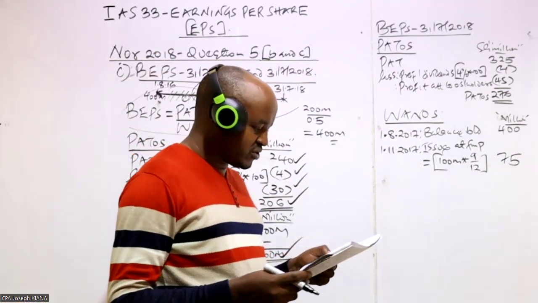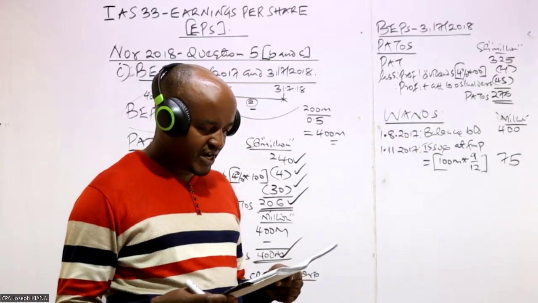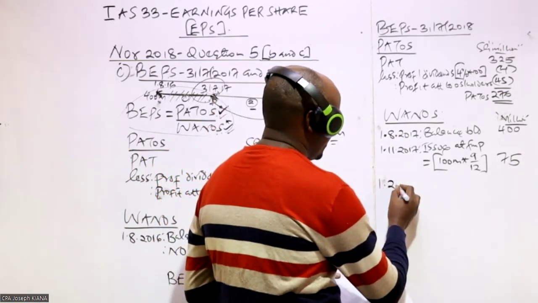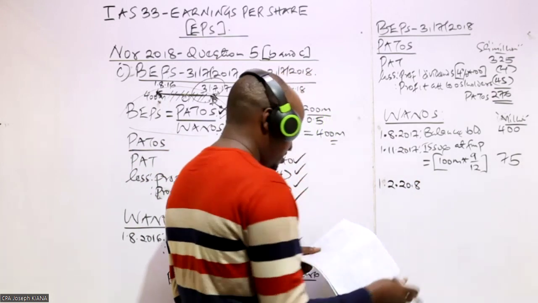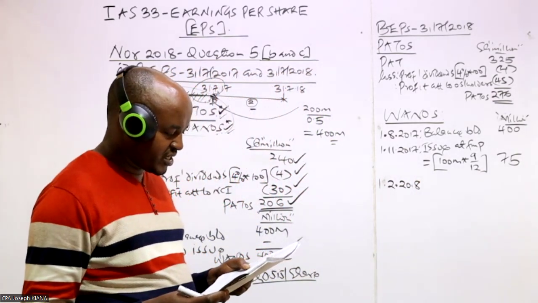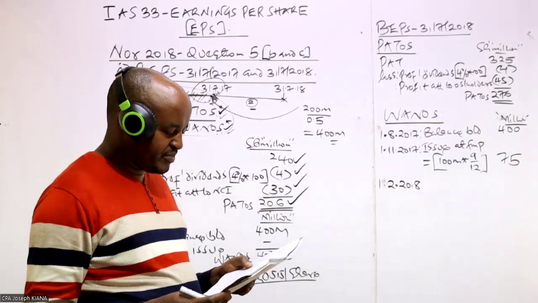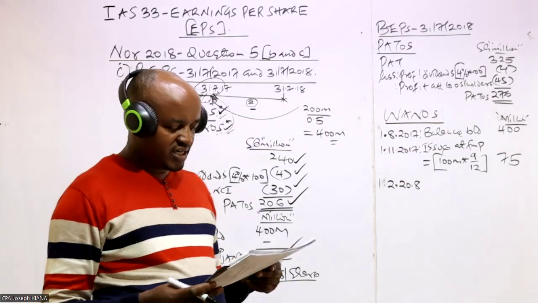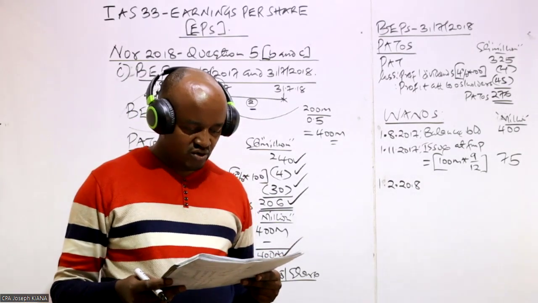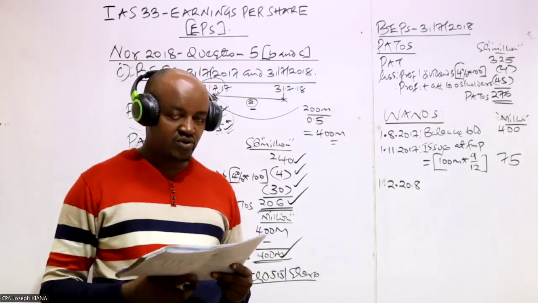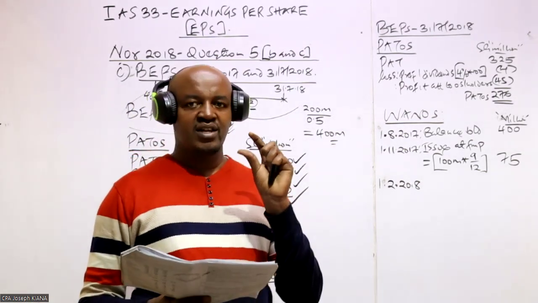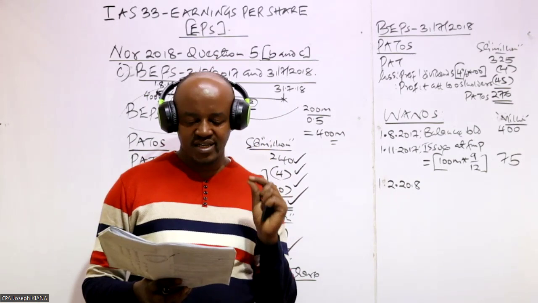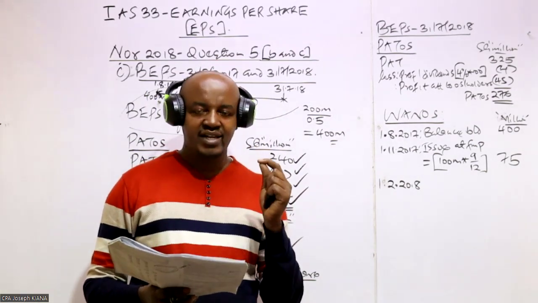Number 2, we are told 150 million ordinary shares were issued for cash to existing shareholders on 1st February of 2018. And we are told these shares were issued at a price of 1.5, which represents a discount of 25% on the traded price of 2.0 per share immediately before the rights issue. In this case, the examiner tried to trick the student, because these are rights issues, but the examiner did not clearly specify it is a rights issue.